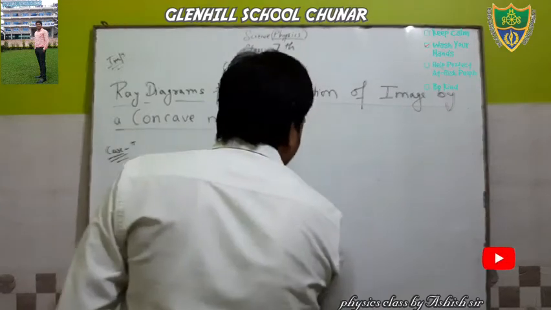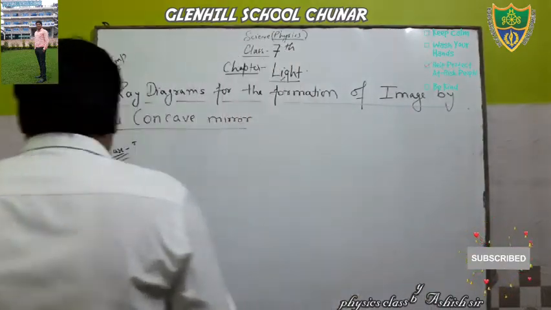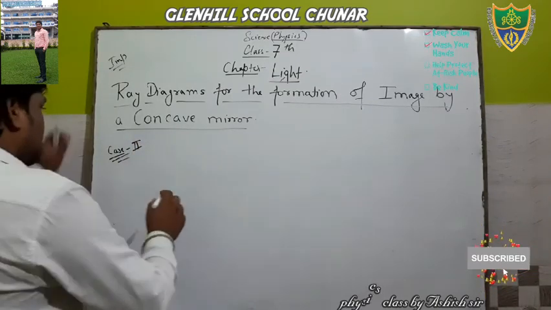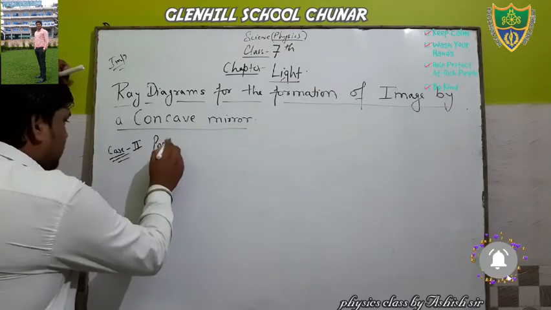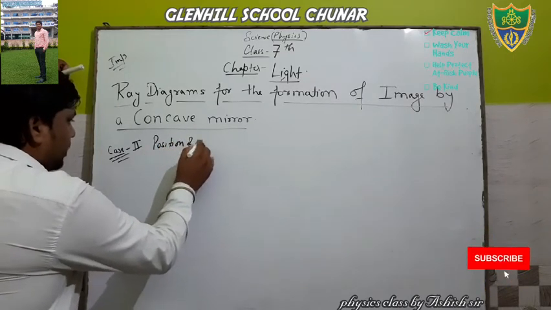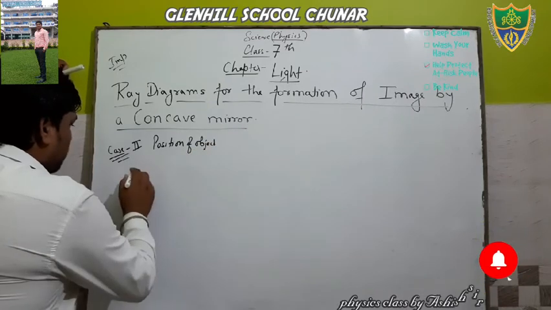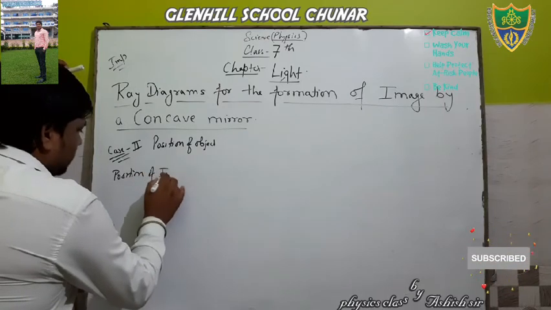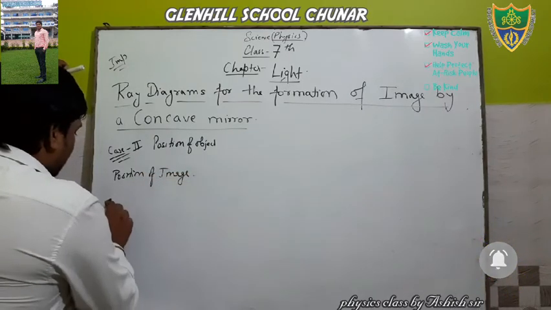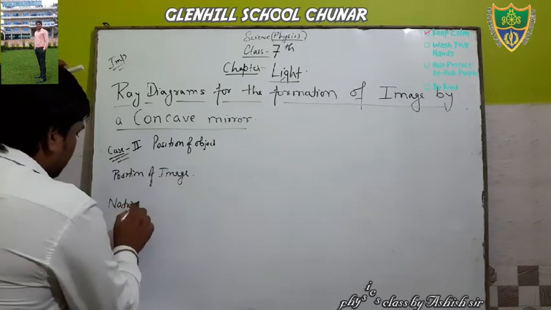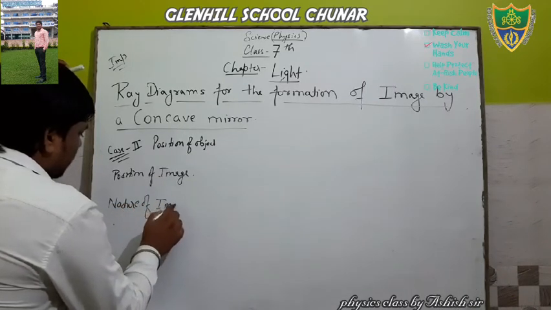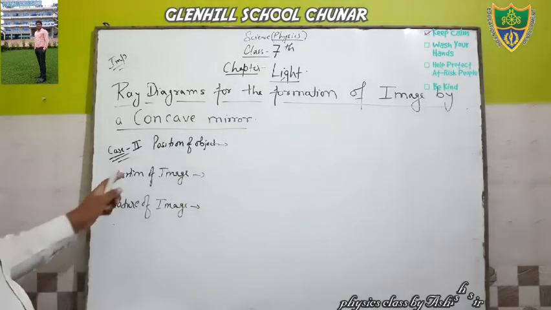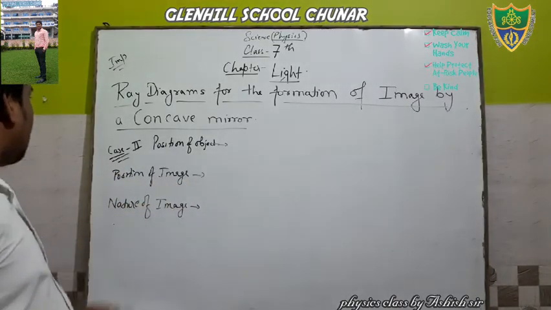What is case second? See here, case second, again you write position of object. Now position of image, and lastly nature of image. Okay, position of object, position of image, and nature of image.